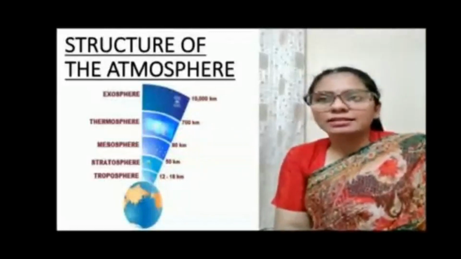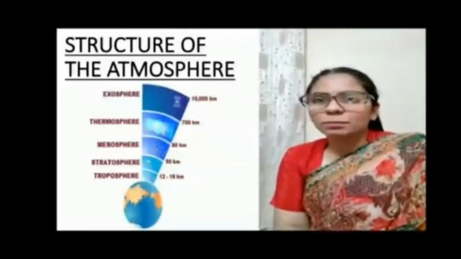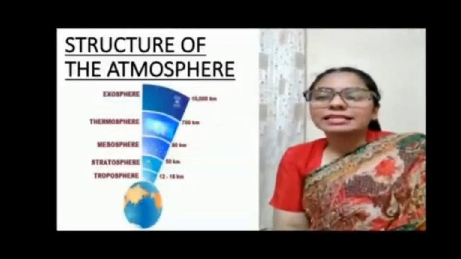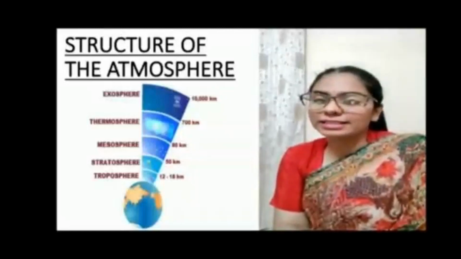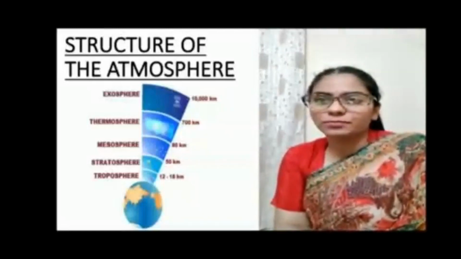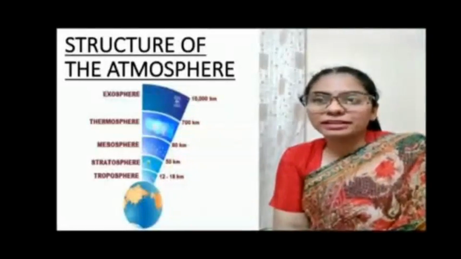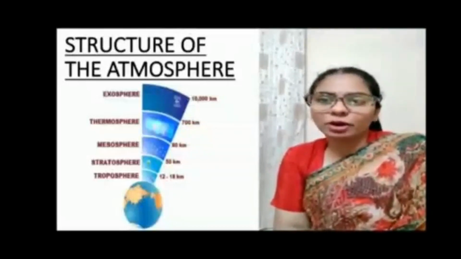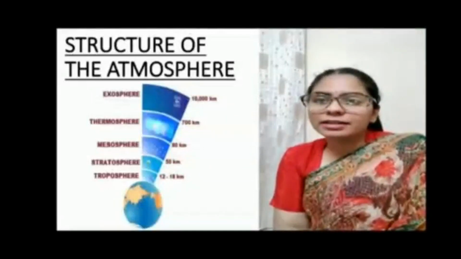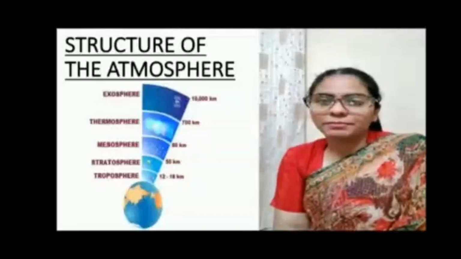So let's start with the Troposphere. This layer is the most important layer of the atmosphere. Its average height is 13 kilometers, as you all can see in the figure also. The air we breathe exists here. Almost all the weather phenomena like rainfall, fog occur in this layer only.